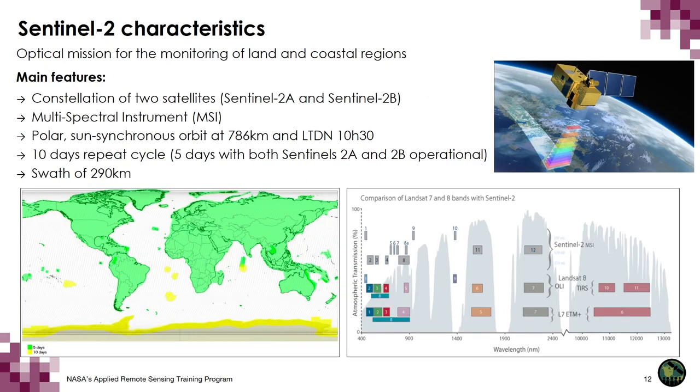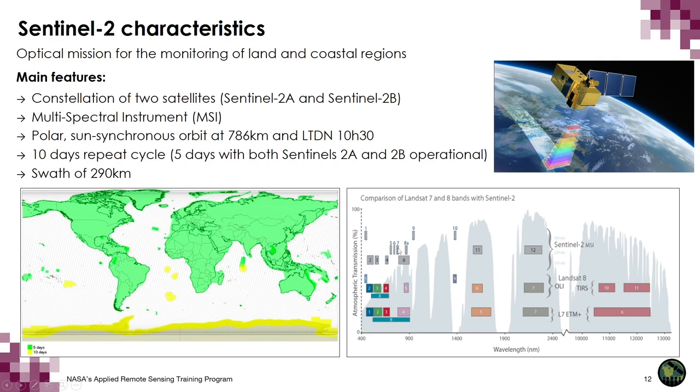Now I would like to show you a great example of an optical high-resolution satellite, which is the Sentinel-2 Copernicus optical high-resolution mission, which is used for monitoring land and coastal regions. On board it has a multispectral instrument, which means that it registers incoming radiation in multiple spectral bands. We have 13 bands, 4 bands at 10 meters: blue, green, red, and near infrared.